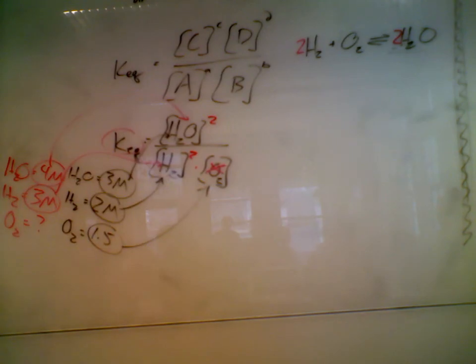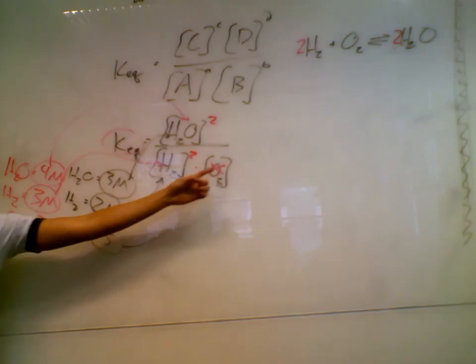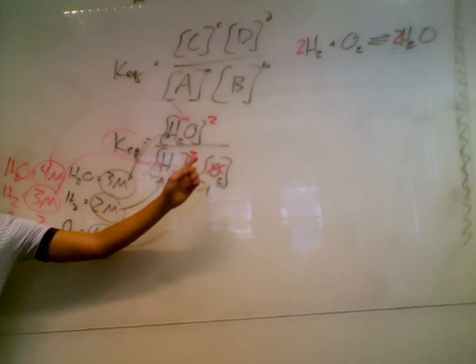So oxygen wasn't squared. Let's see where oxygen is. It's right there. Was it squared before? No, it was not squared. So you don't square it.